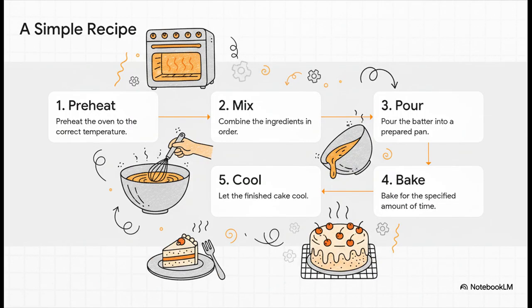I mean, think about it. A recipe is just a simple step-by-step process. It tells you exactly what to do and in what order to get a very specific result. In this case, a delicious cake. It's the perfect real-world example of what an algorithm is all about.